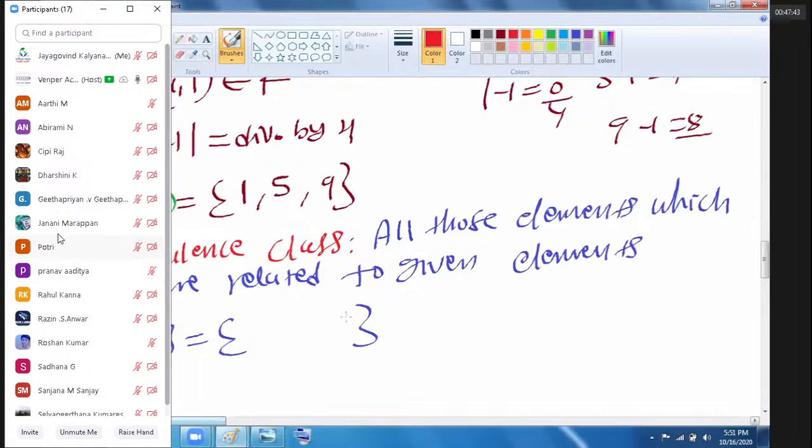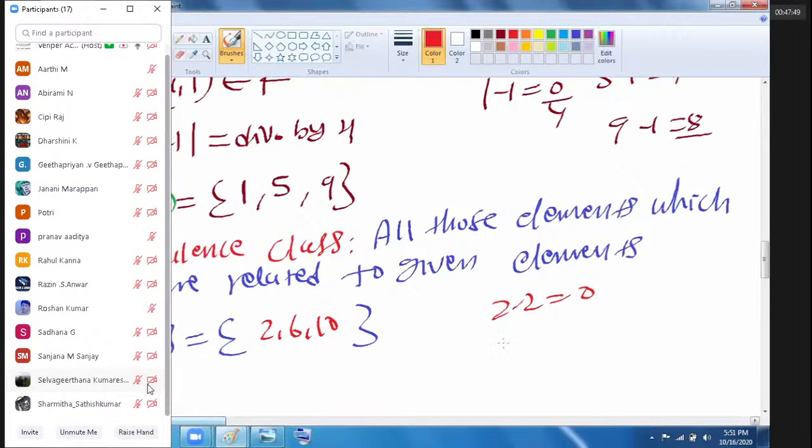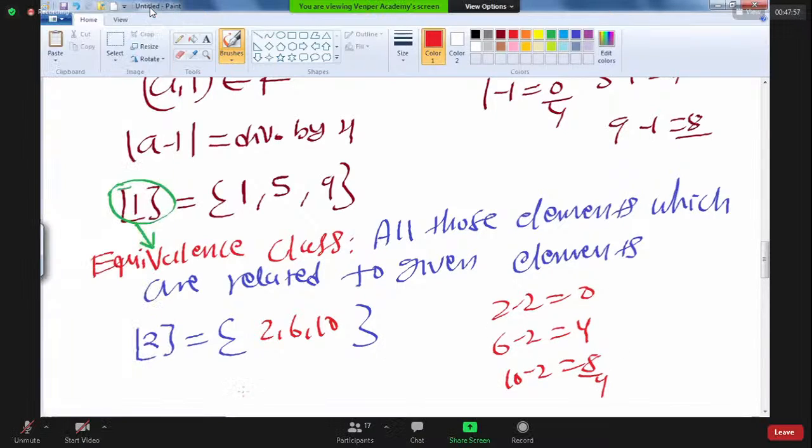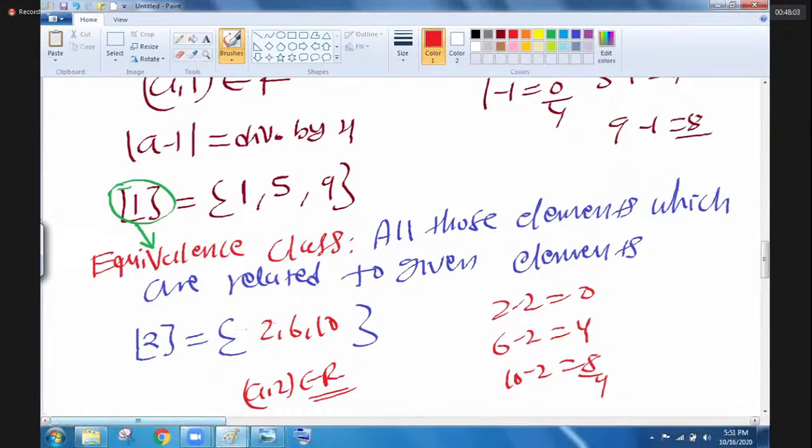Okay. So the equivalence class of 2 is nothing but 2, 6, 10. Why? Because 2 minus 2, 0, is divisible by 4. 6 minus 2, 4, divisible by 4. 10 minus 2, 8, divisible by 4. So all of this will be divisible by 4. So you have to find out all those elements a such that (a, 2) belongs to R. So a can be 2, 6, 10. So that is known as equivalence class.